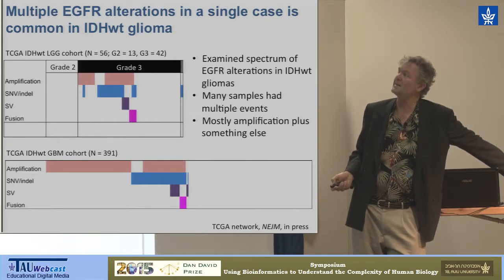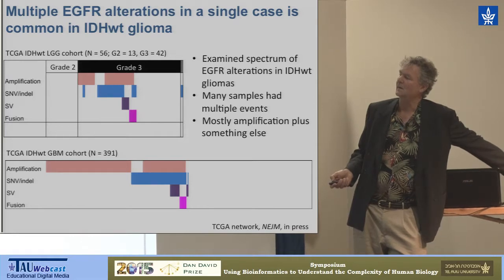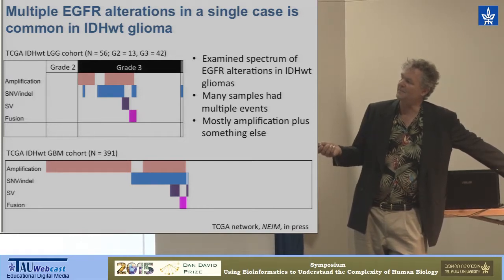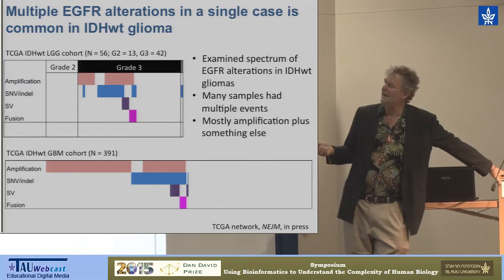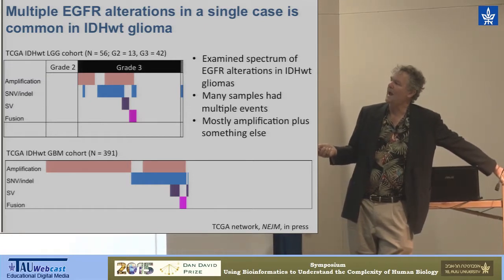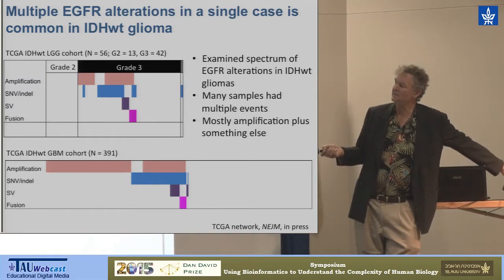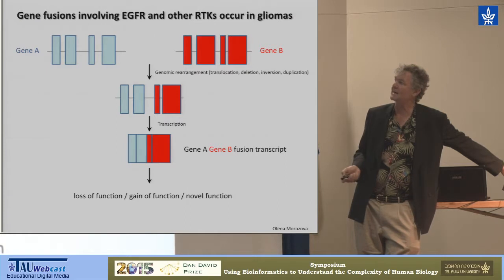You can see the way that they're mutated happens in different sources. It can be from amplification, indels, single nucleotide variants. You see that it happens more in higher grade. And actually, many examples have multiple mutation events. So there are different routes to amplifying one of these receptor tyrosine kinases.